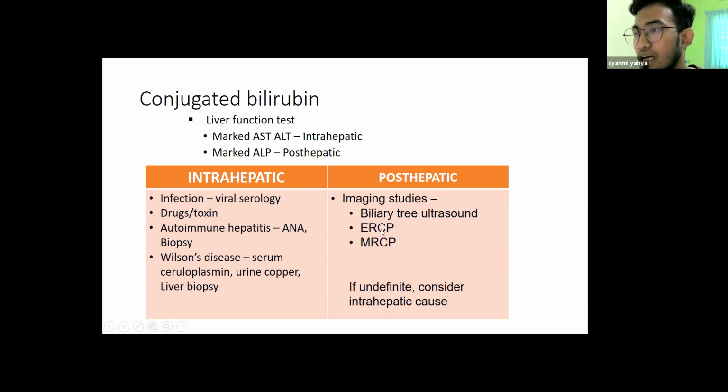You do ultrasound, endoscopic retrograde cholangiopancreatography, magnetic resonance cholangiopancreatography, and if there is no abnormality or it is indefinite, we still must consider the intrahepatic cause. We check for the others of the set.